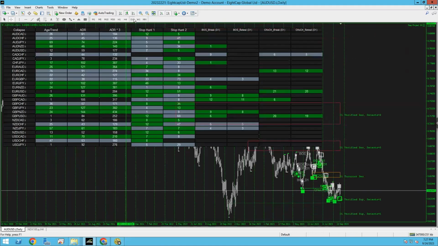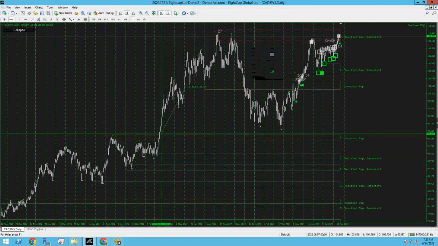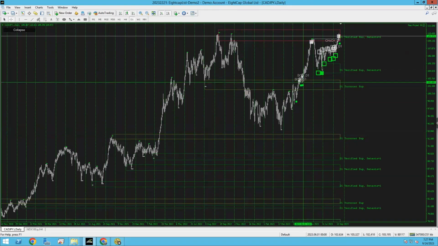So we go here, CADJPY. Look here, boom, CADJPY. Look at this buy, 1,700 pips on that buy. CADJPY here again. On a daily turncoat, 700 or even more, 800 pip buy. You see? So this is from the daily perspective.